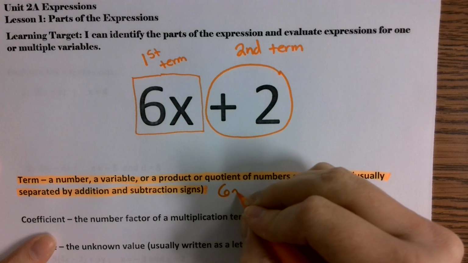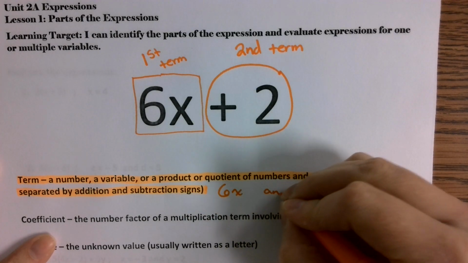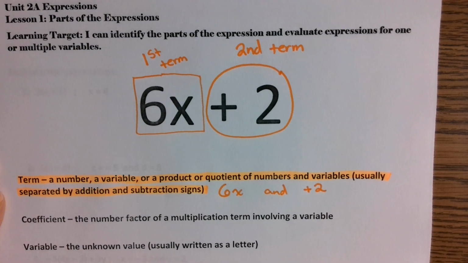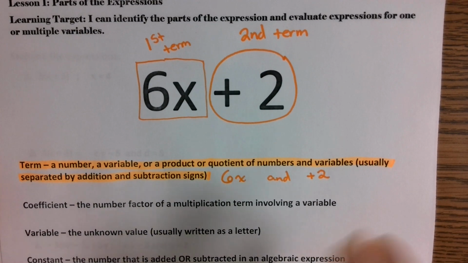So we've got two terms in this problem. We've got 6x and a positive 2. So I'm even going to put a plus 2 there, so that way I know that that is a positive.